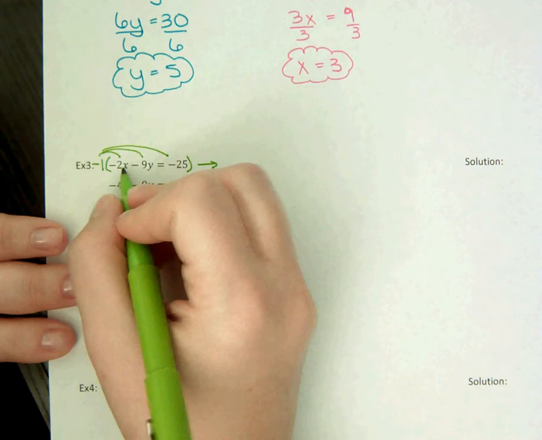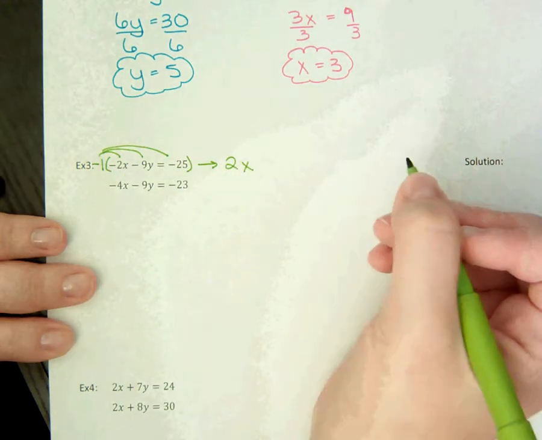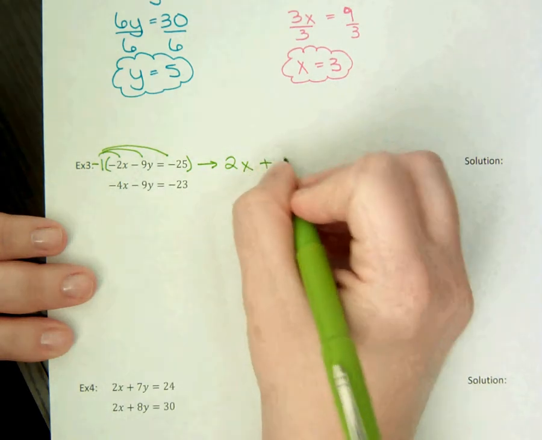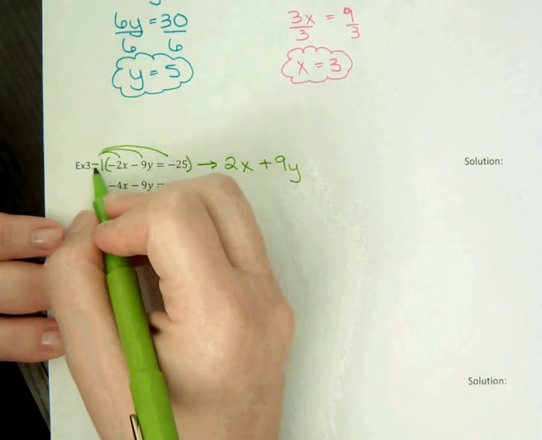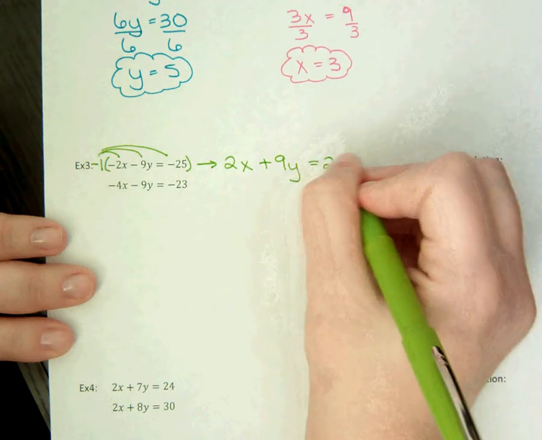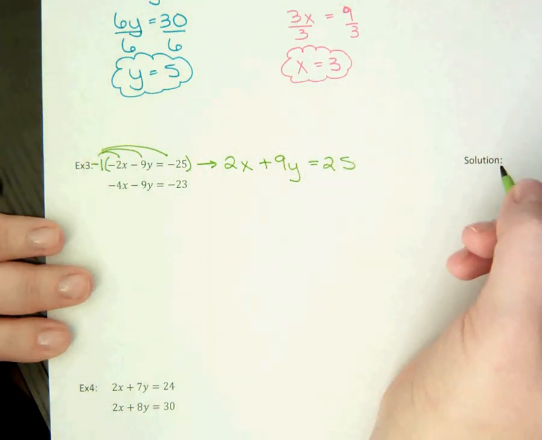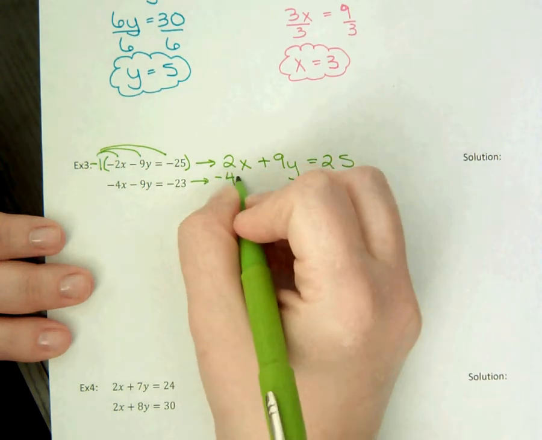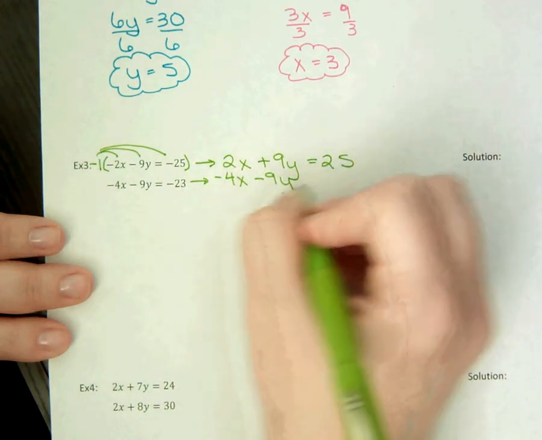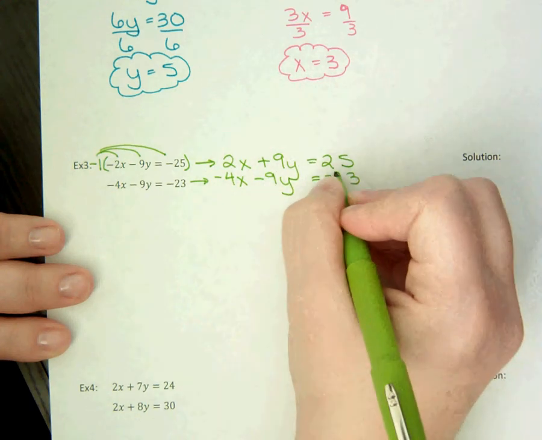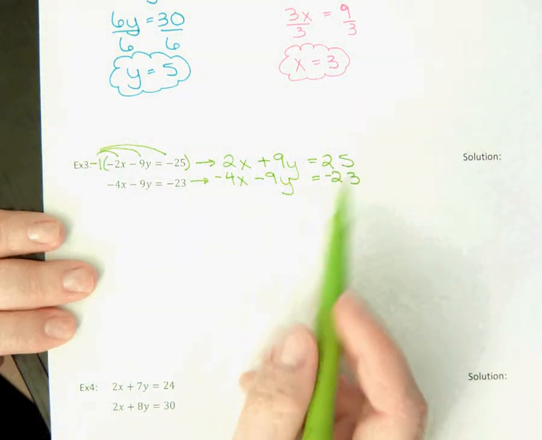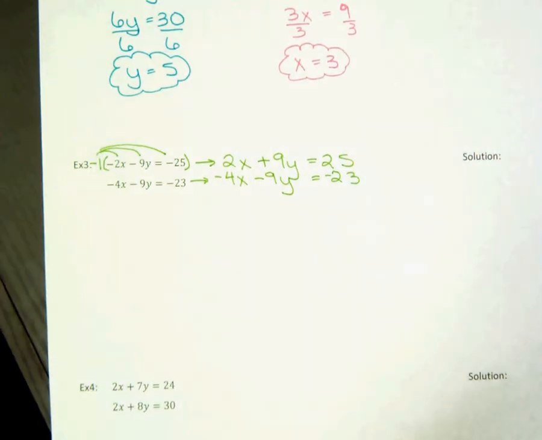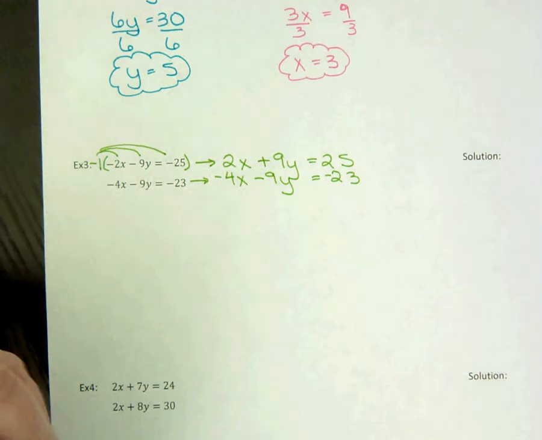Negative 1 times negative 2x is going to give us positive 2x. Negative 1 times negative 9y is going to give us positive 9y. Negative 1 times negative 25 is going to give us positive 25. We're not going to do anything to the second equation, but I encourage you to write it again exactly as you see it underneath your new one. It's important to keep things vertically together, so even if you have to rewrite something again, that's okay. It will help you keep everything organized.